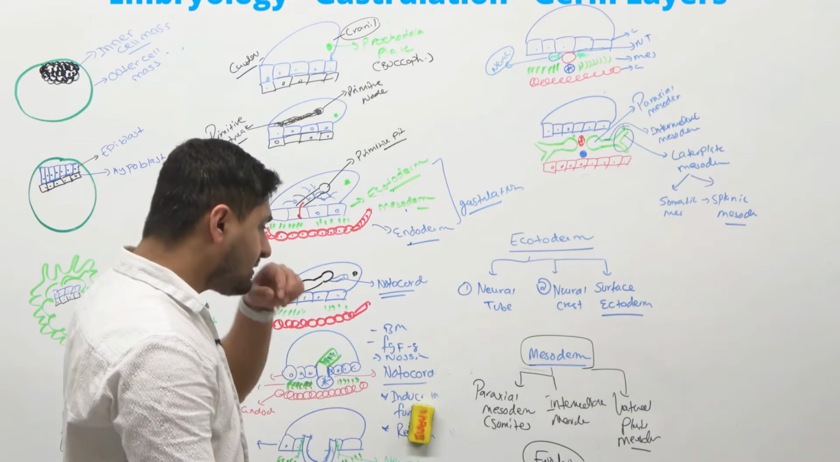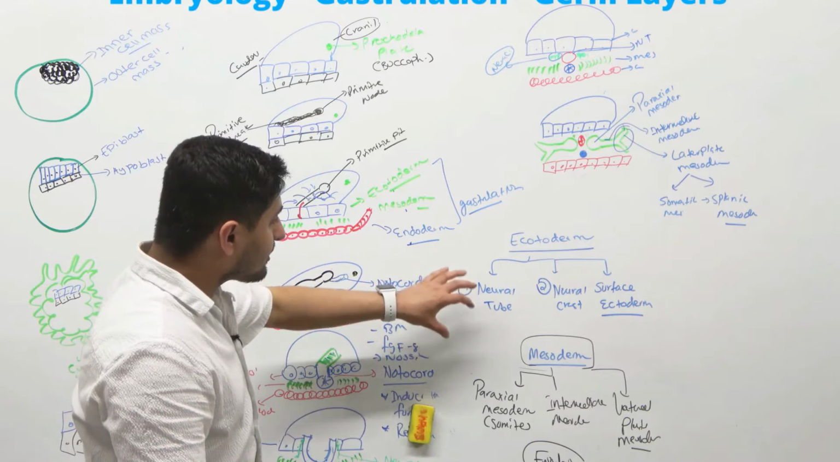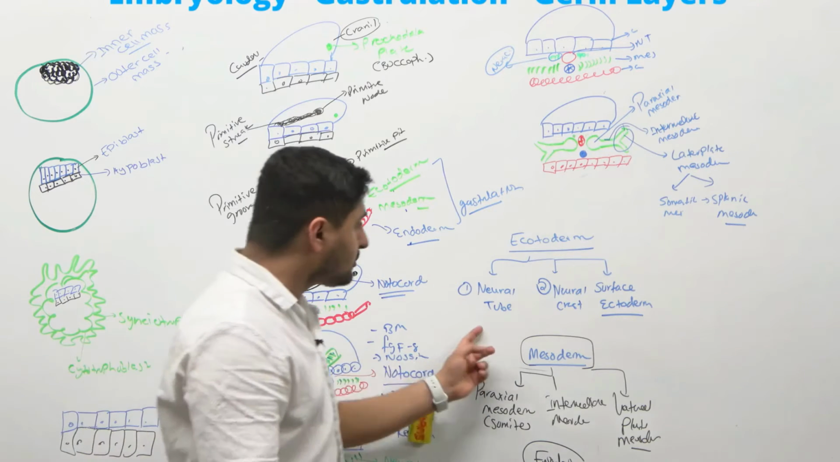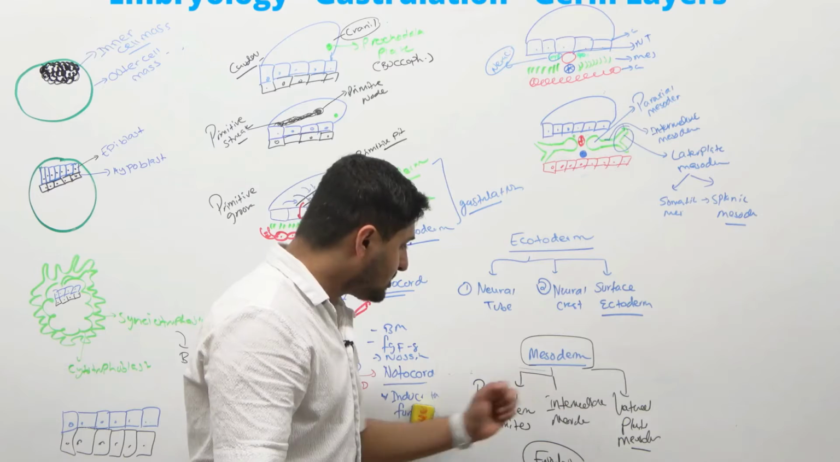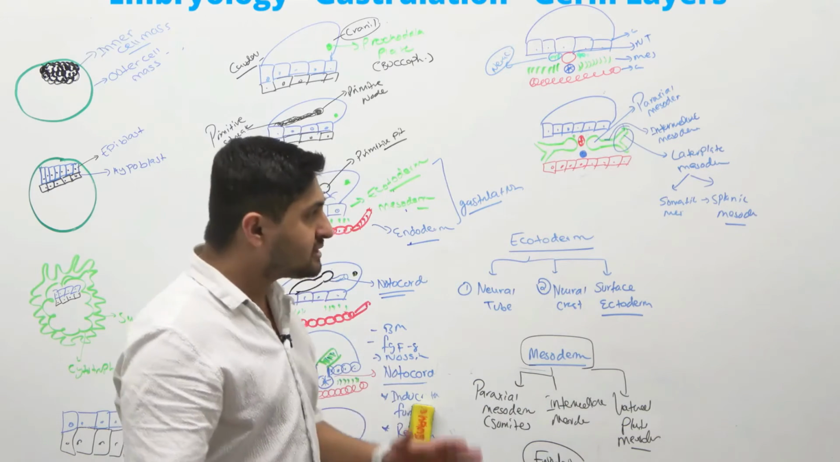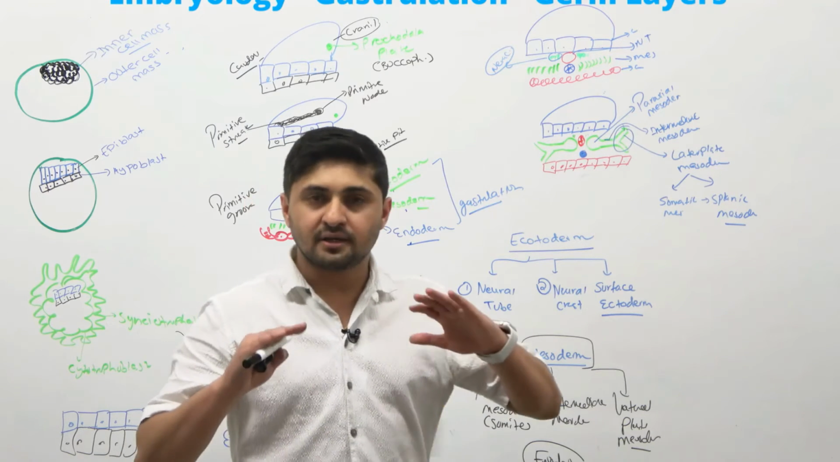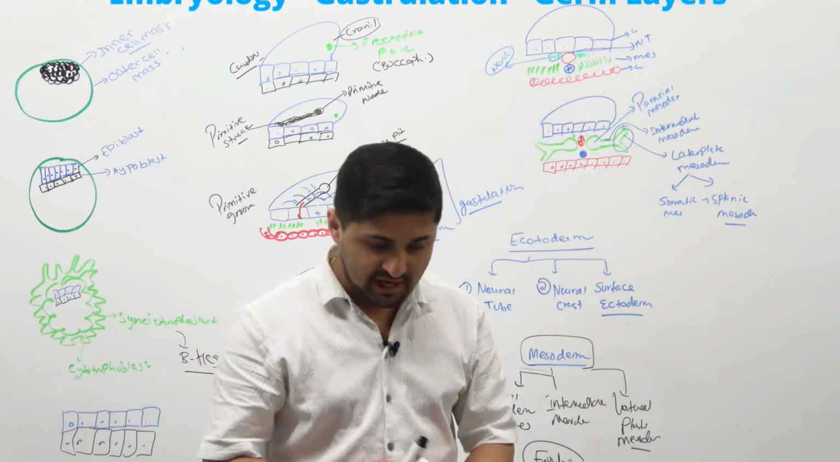So now we have to know the derivatives of the neural tube, neural crest, surface ectoderm, mesoderm, and also the endoderm. And this is very, very important that you should know, because they will ask you on these exams, all right?